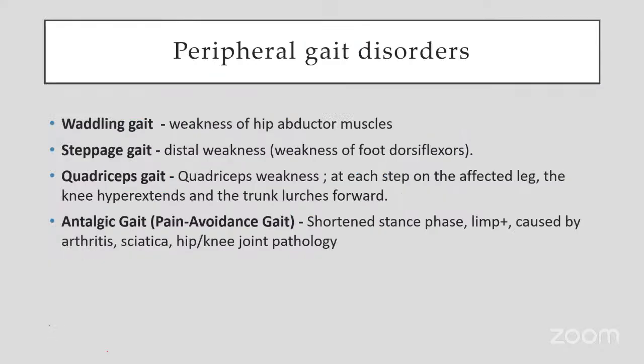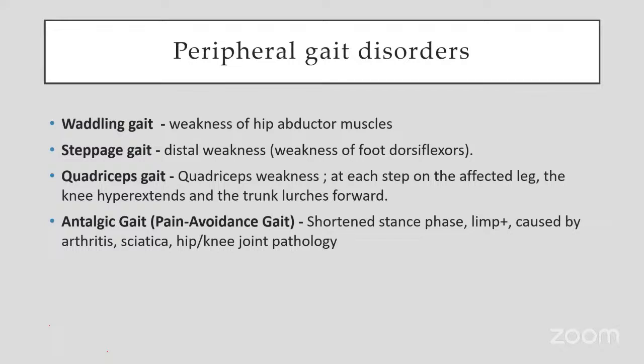Sir, peripheral gait disorders include waddling gait, that is due to weakness of the hip abductor muscles. In waddling gait, the non-weight bearing hip moves downward during the step, resulting in exaggerated alternation of the lateral trunk movement. This can be seen in LGMDs and other proximal myopathies.